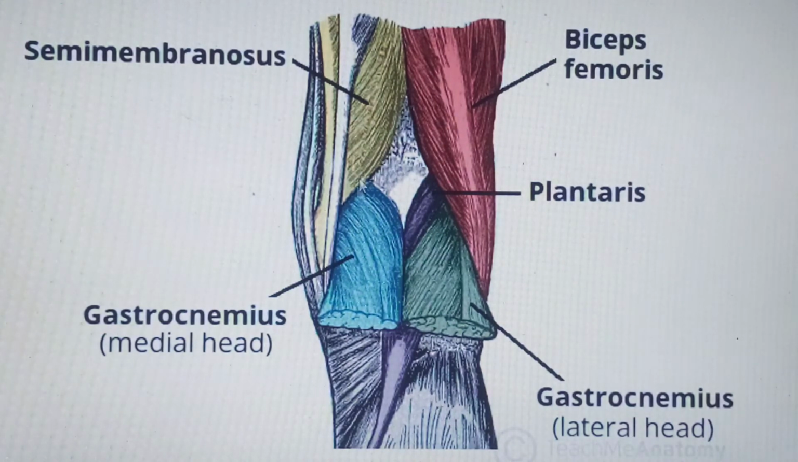Then for the inferomedial boundary, we are going to have the medial head of the gastrocnemius muscle. Then the inferolateral boundary will be bounded by the lateral head of the gastrocnemius muscle together with the belly of the plantaris muscle. So giving us this diamond shaped area, which we call the popliteal fossa.